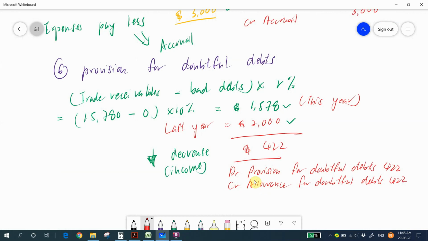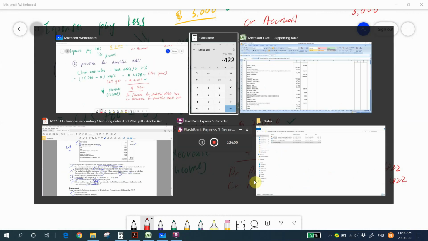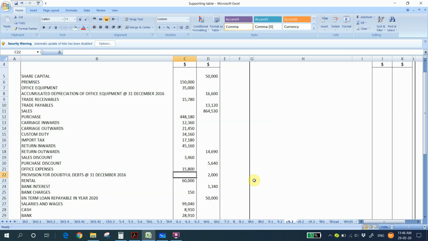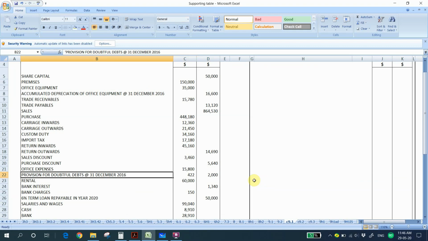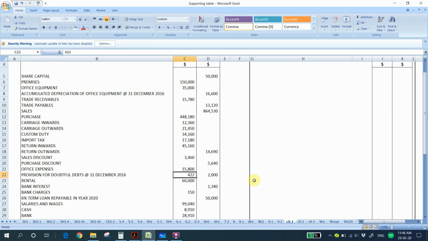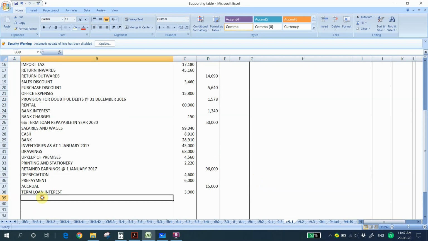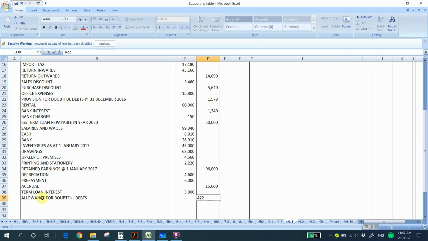So let's adjust the debit to the provision. Let's look at the provision account. By right, we have to put a debit of 422. But again, can we have two amounts for one account? Cannot. So we net off the lower side against the higher side. So we net off the 422 here, and we get the net balance of 1,578. Next, we record allowance for doubtful debts. On the credit, we will show 422.